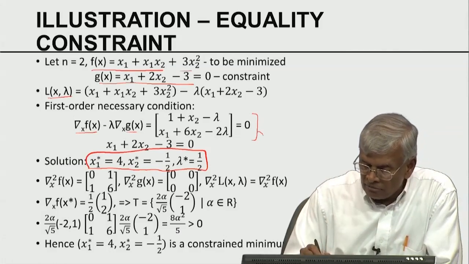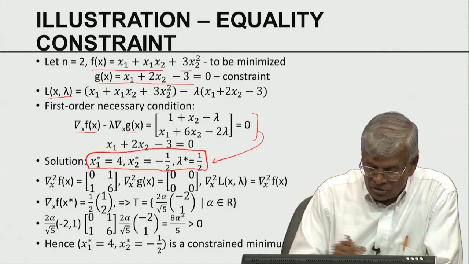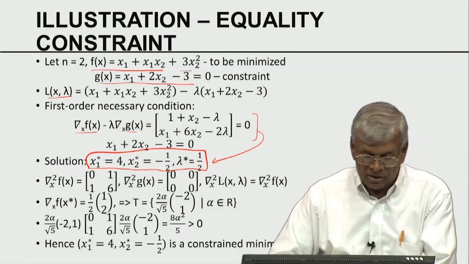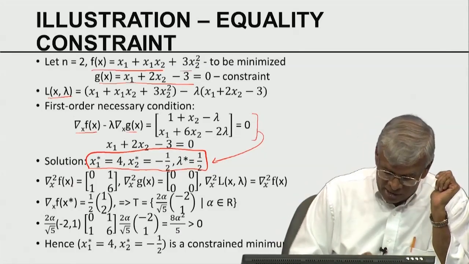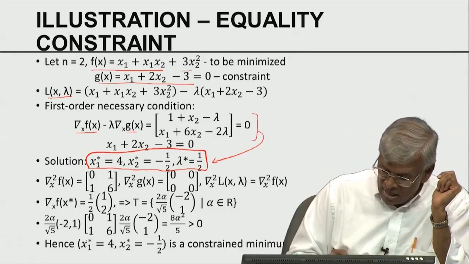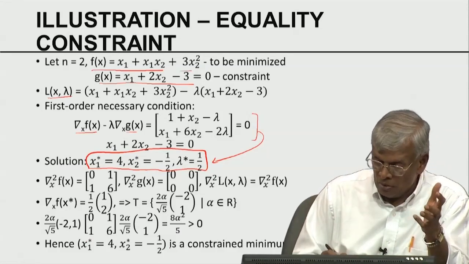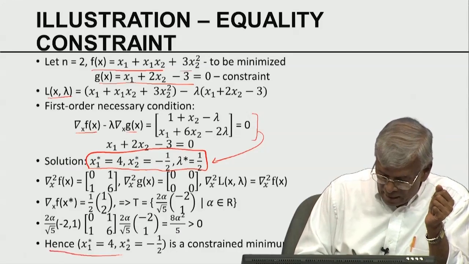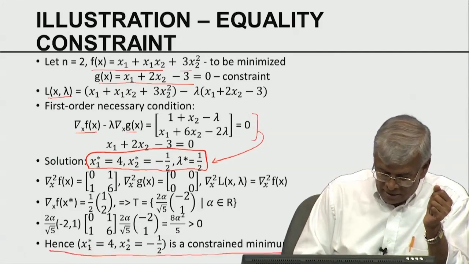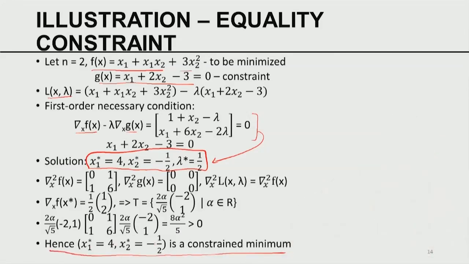I am going to leave the method of solving this to get this as a homework problem, you can readily see. I also compute the Hessian and I show the Hessian in an appropriate definition is also positive definite, and hence I demonstrate that x1 is equal to 4 and x2 is equal to minus half is the constrained minimum for this problem, which is a very typical homework problem that one has to do.